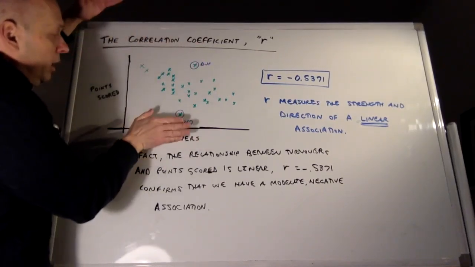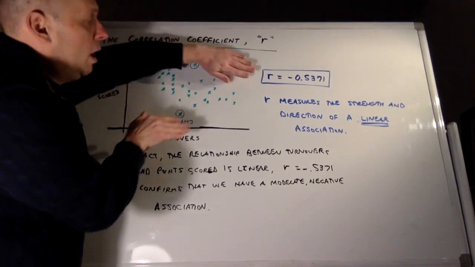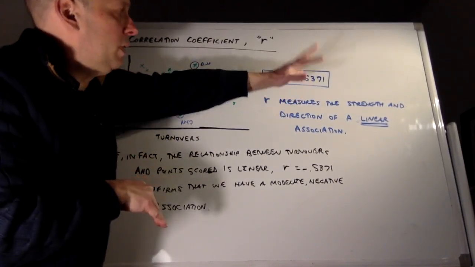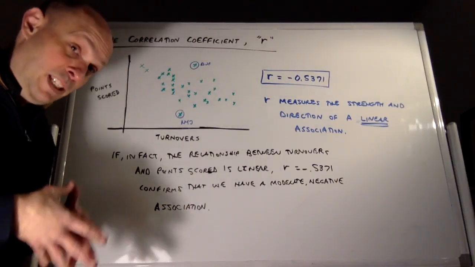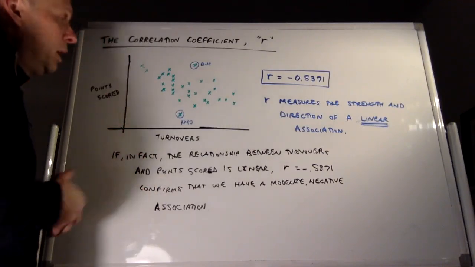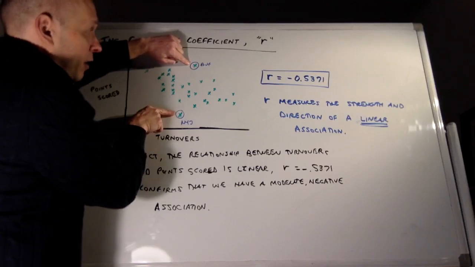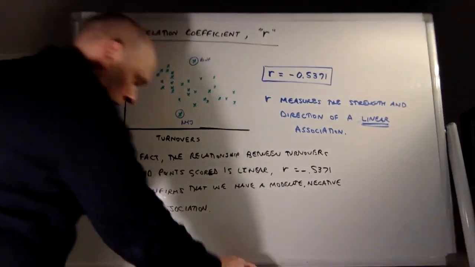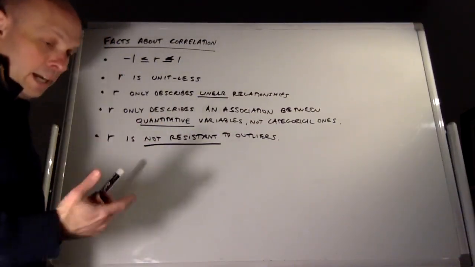In fact, I calculated it. I eliminated the Buffalo Bills and the Jets from the data. And the new R, instead of being negative 0.537, it was a lot closer to negative 0.6, which makes it stronger, right? Closer to -1. So outliers definitely affect your R value, your correlation coefficient. So yes, R is not resistant to outliers.